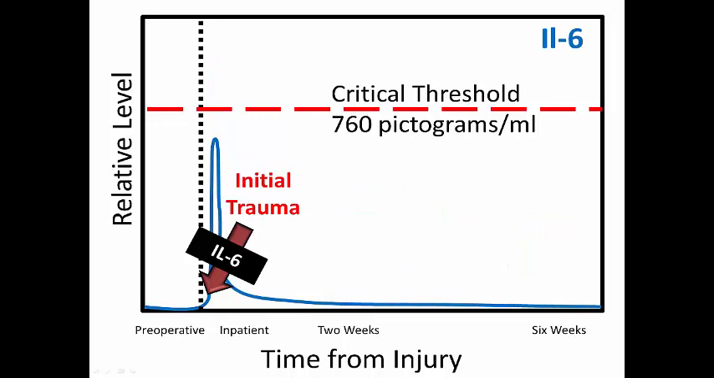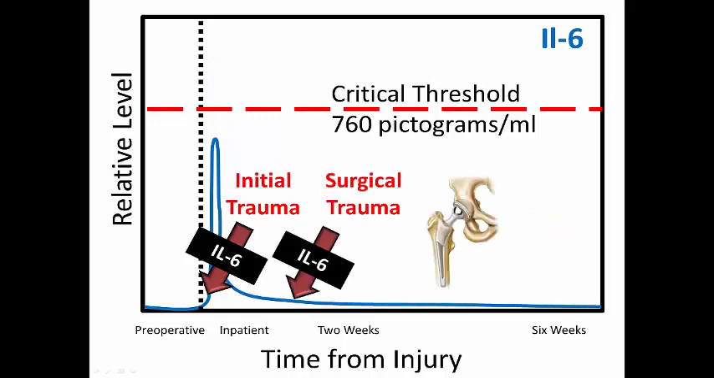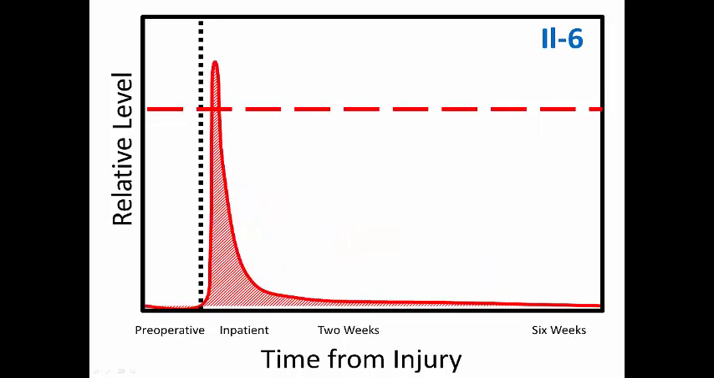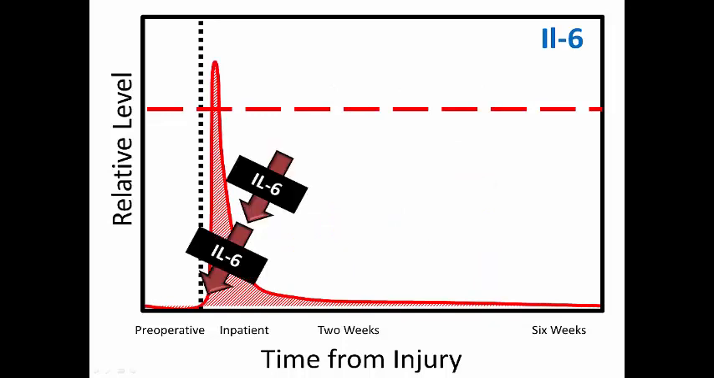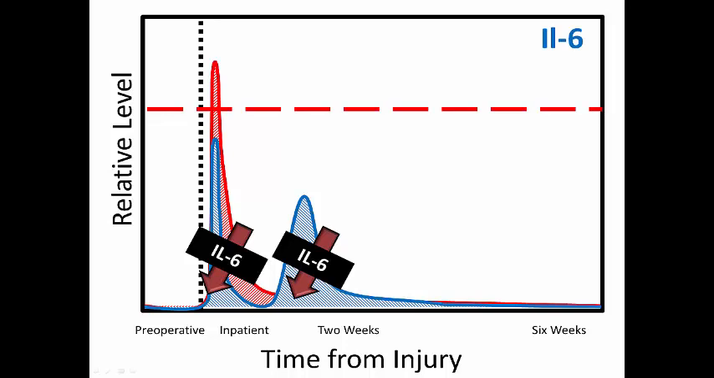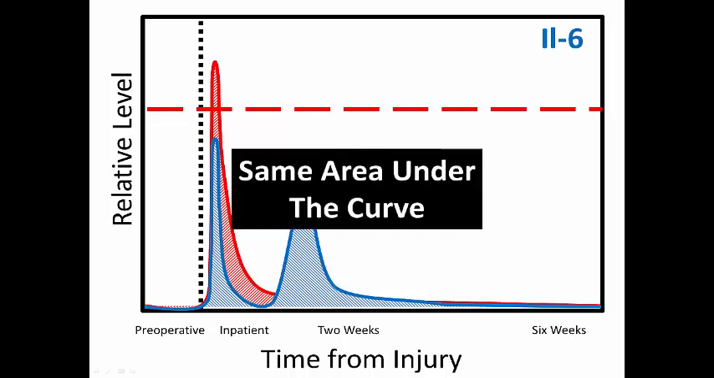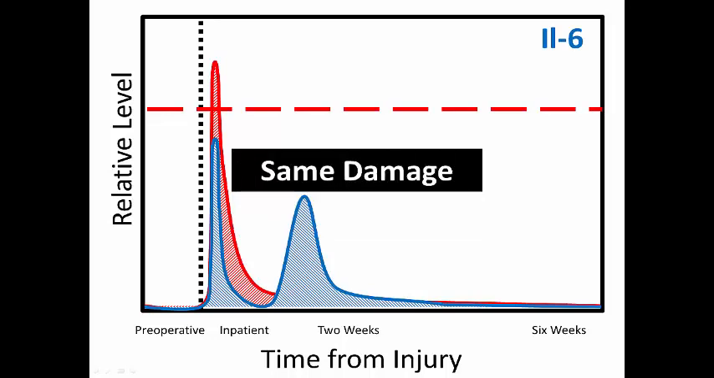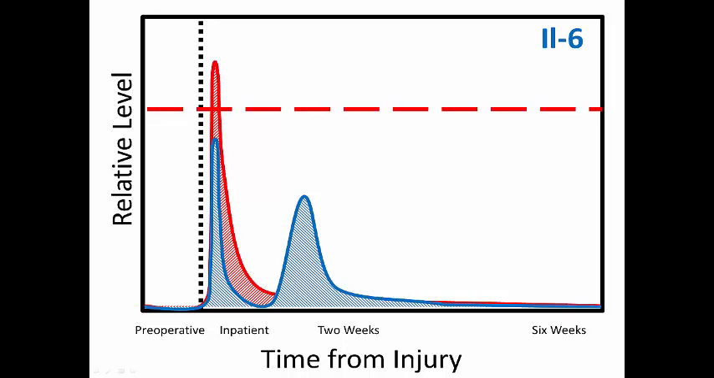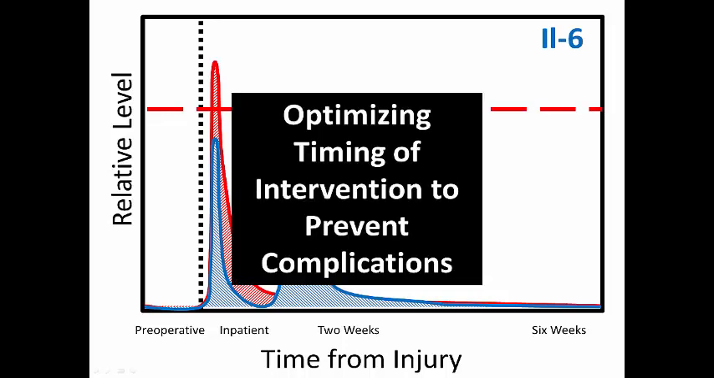However, if we come back to the initial trauma and instead stabilize the patient and wait for some resolution of IL-6 and the initial degree of tissue injury, then we can stagger the effects of the two hits, making them separate and not additive. If we compare the area underneath the curve for the two curves, the red curve being the immediate intervention and the blue curve being the delayed intervention, we can see that they have the same area underneath the curve because they have the same damage, same initial trauma, same surgical intervention. However, max CRP for the delayed intervention never reaches the critical threshold. Thus, we use knowledge of the acute phase response to optimize timing of interventions to prevent complications.